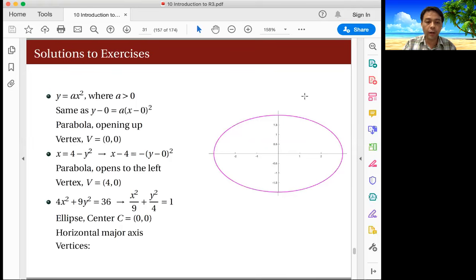So for the vertices, you just set your y to 0, and on the x-axis, you get x is minus 3 or positive 3. On the y-axis, you set your x to 0, you get y is minus 2 or positive 2. These are the vertices.